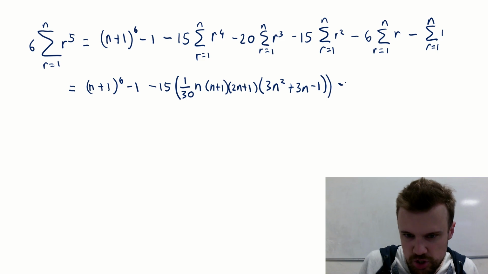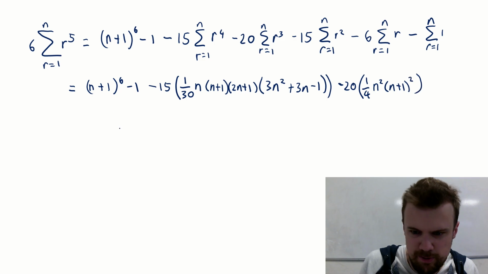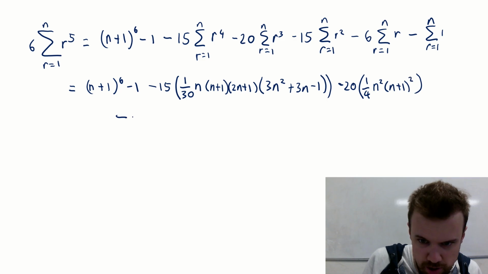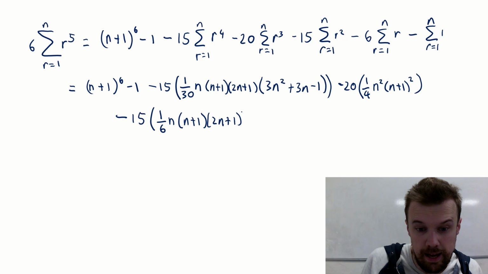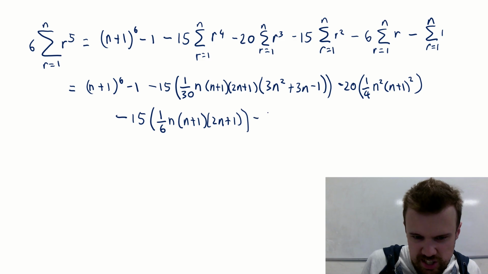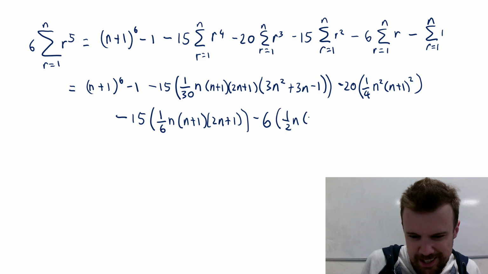And then minus 20 lots of 1/4 n squared (n plus 1) all squared. I'm not going to fit anything more on this line, so move on to the next line. Minus 15 lots of 1/6 n plus 1, 2n plus 1. And then take away 6 lots of 1/2 n plus 1.